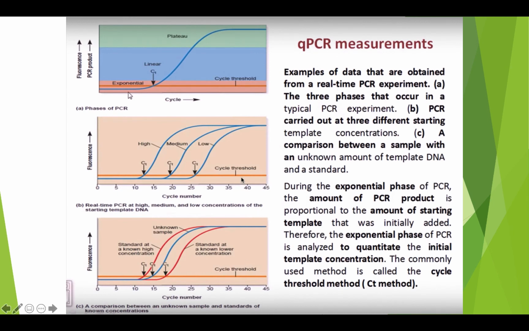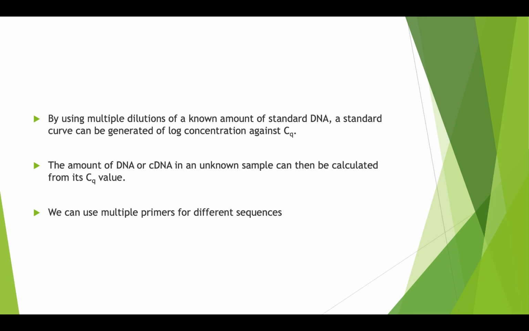This is the exponential phase, linear phase, plateau phase. Here growth is exponential, and then it starts to go linear, and then this is the plateau phase that we just mentioned. Nothing really here that we did not mention. By using multiple dilutions of a known amount of standard, you can generate a standard curve. The amount of DNA or cDNA in an unknown sample can be calculated from the CQ value, and we can use multiple primers for different sequences.